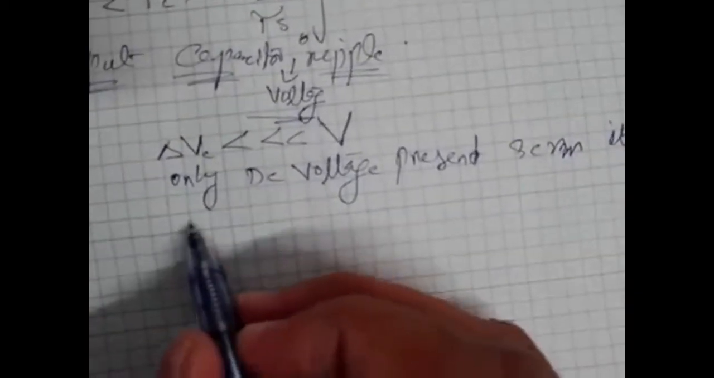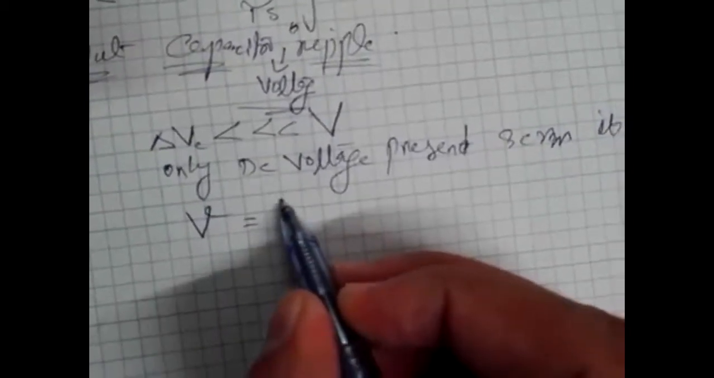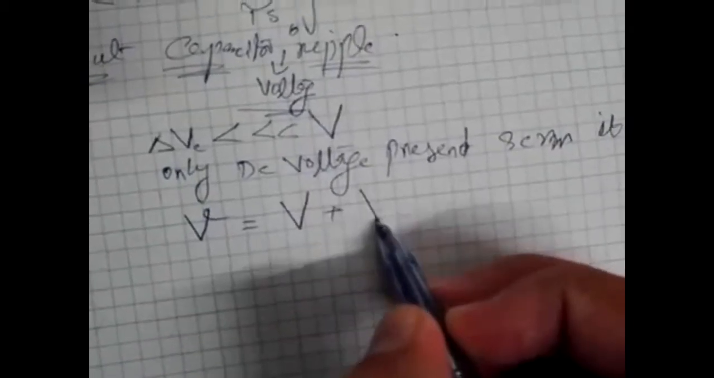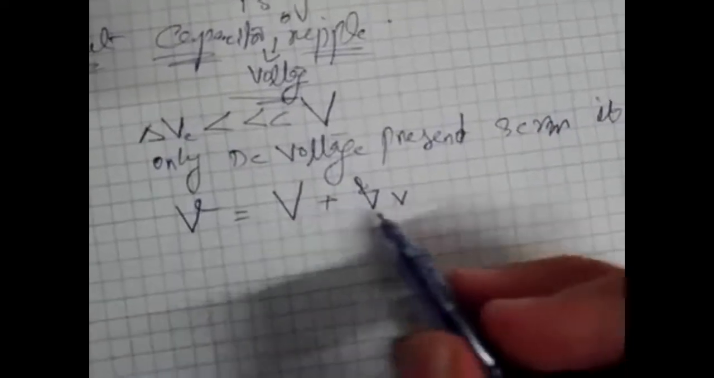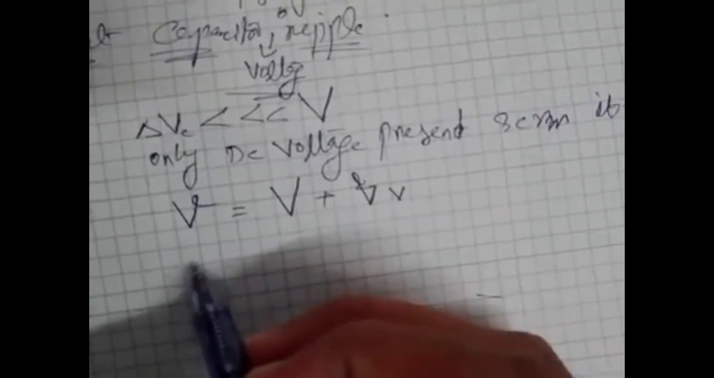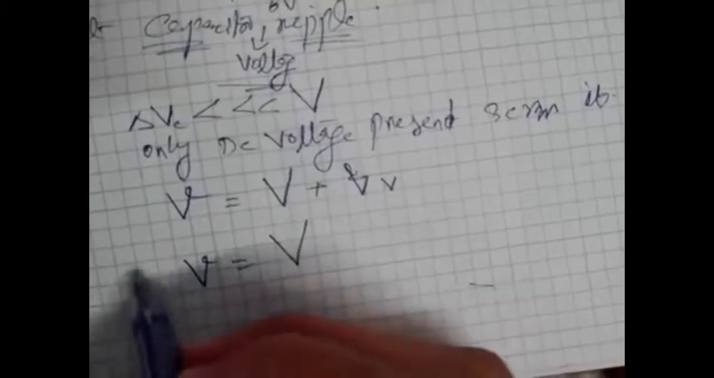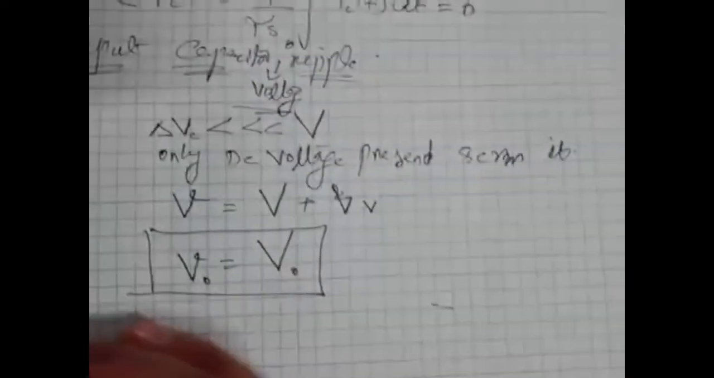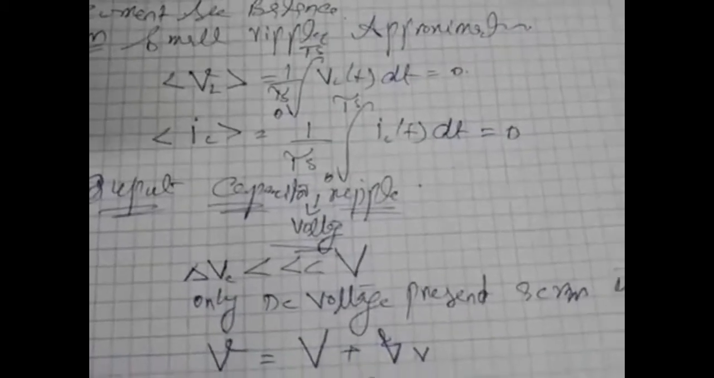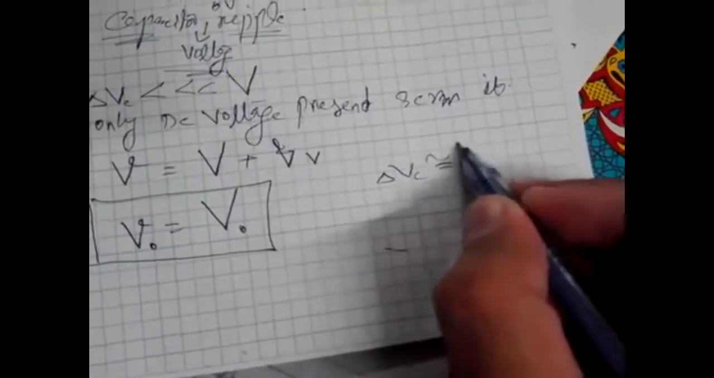As we know, the output voltage contains the DC voltage plus the AC voltage. So now we say that this AC voltage is equal to 0, so the net voltage will be equal to the DC voltage. So you can approximate your output voltage as equal to the DC voltage according to the small ripple approximation.